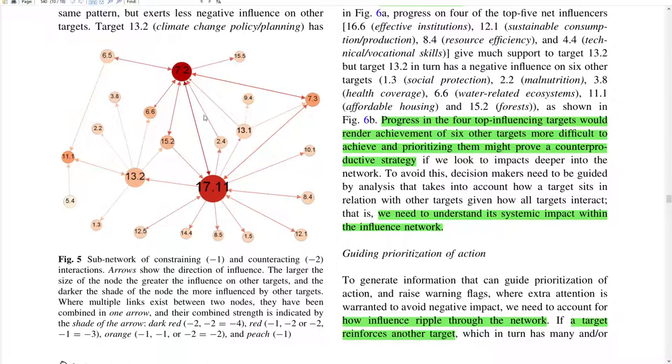And the more influenced that target is by other targets, the darker the color. So as we can see, 7.2, it does not have influence over other targets as much as 17.11 has. So it has some. It has 6.5, 6.6, 15.2, 17.11, nothing here, but 15.5. So it's a little bit smaller than 17.11, but it's still dark. It's very dark because it's been influenced a lot by many targets.